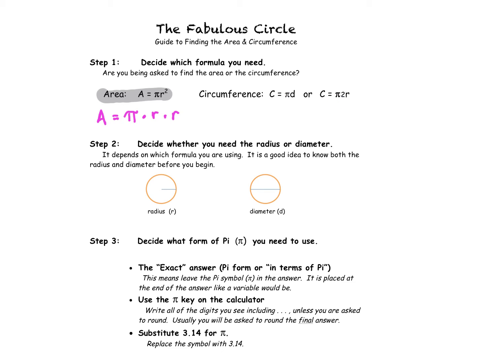So since we're working with the area formula, we're going to need the radius. Okay, so we have to have this radius. So if they give us a diameter, we have to figure out what the radius is. So it's a great idea when you're working with the circle to always have the radius available and the diameter. So we usually start and show both and then choose the radius.